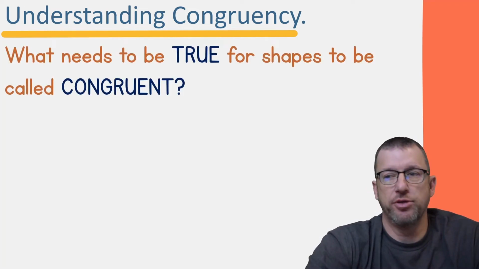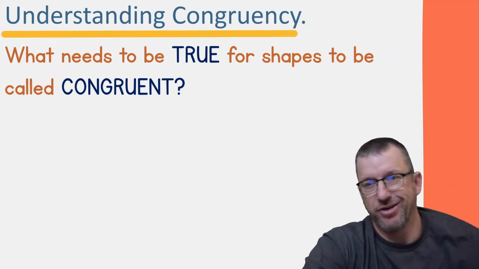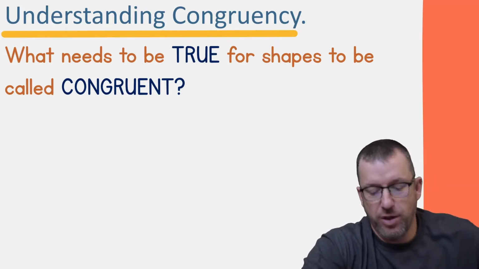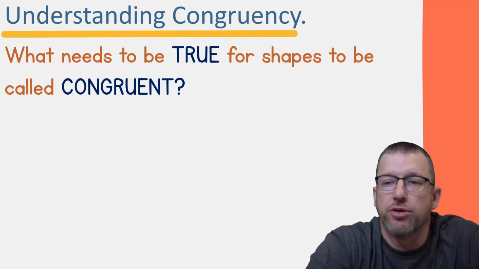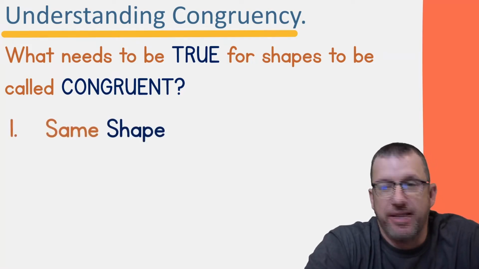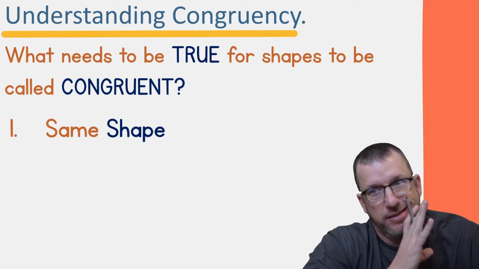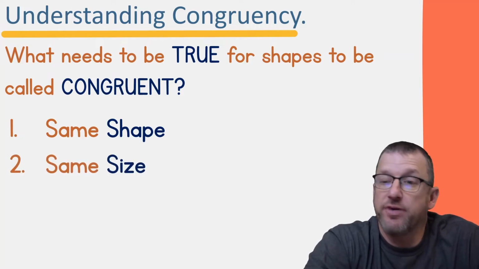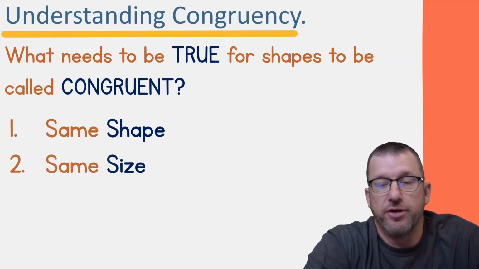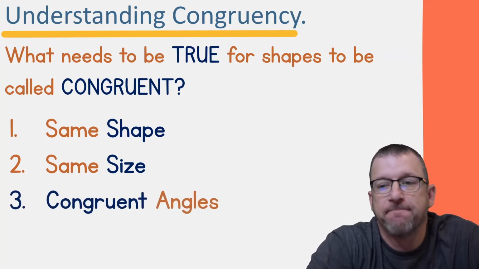Okay, so let's understand some congruency here. What needs to be true for shapes to be called congruent? This is real important. Underline it, write it down somewhere. What has to happen for two shapes to be congruent, or any amount of shapes, really? They have to be the same shape. So a triangle and a circle, hint, hint, hint, are not congruent. They also have to be the same size. So if you're going to do two triangles, you can't have one the size of Earth and the other one the size of an ant. They have to be the same size.